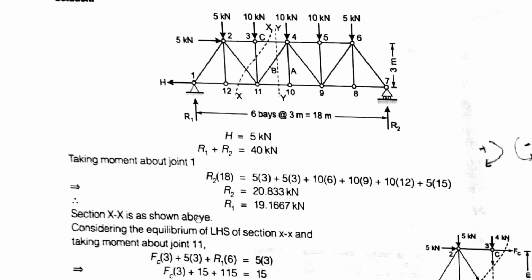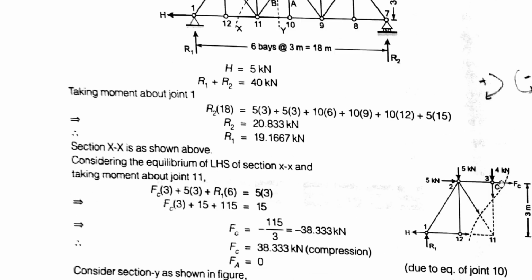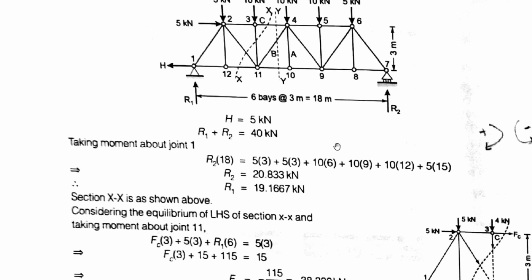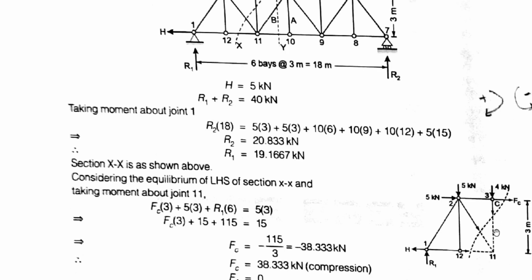Now the section x-axis is shown above. This is our x-axis section, and here is the free body diagram of the left portion of the truss. This is our joint 1 with the reaction R1, joint 12 here, and this is the 5 kilonewton load. This is the joint with 10 kilonewton, not 4 kilonewton, this is 10 kilonewton, and this is the third joint here, and we need to find the member force FC. So FC here, this is my vertical member, and this is my inclined member, and if I draw this whole diagram with dashed lines, it is like this.